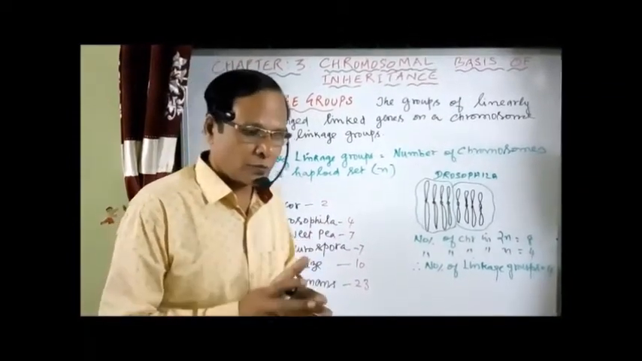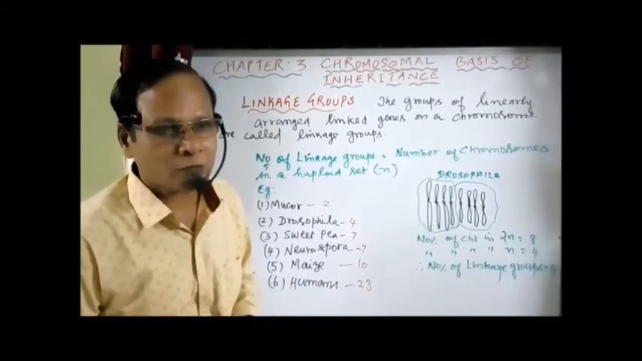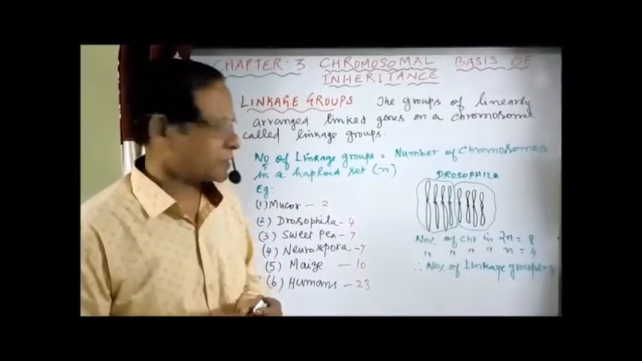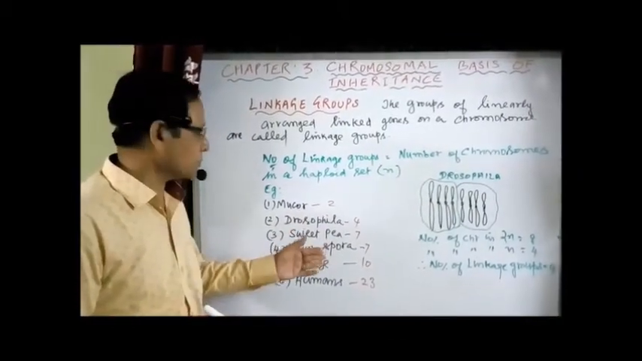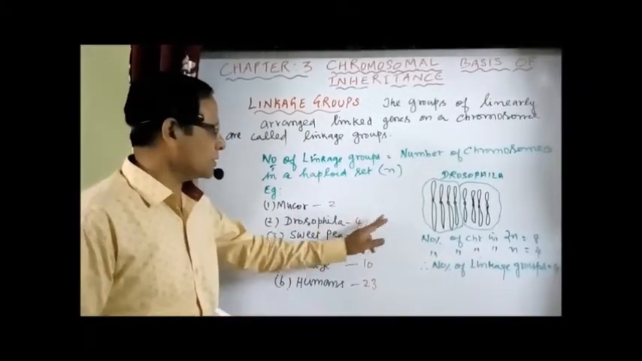If you have 4 chromosomes in a haploid set, 4. For example, in human beings, we have 23 linkage groups because we have 23 chromosomes present in a haploid set. So in Mucor, we have 2 linkage groups, that means the total number of chromosomes is 4. In Drosophila, I mentioned the haploid set is 4, diploid 8.